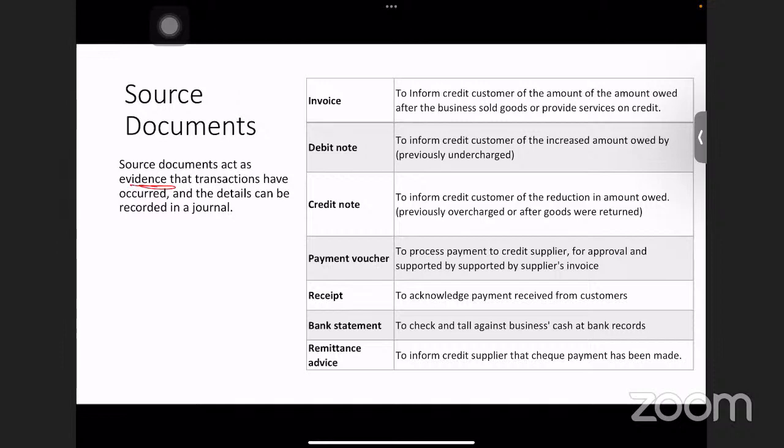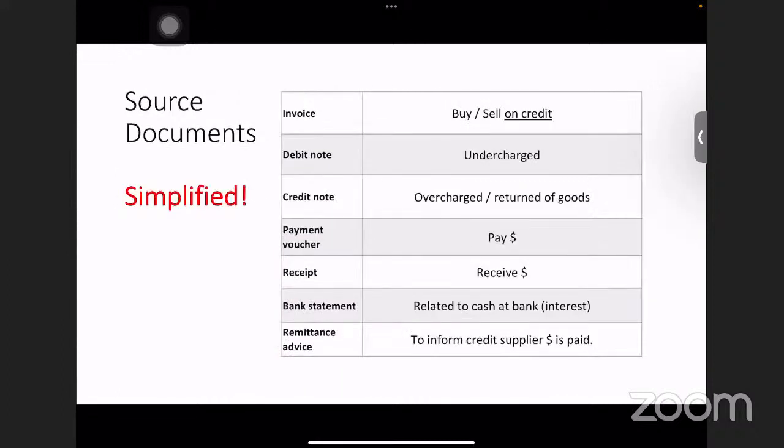So these are the source documents that are in your syllabus that you are required to know. Okay, so all these are the official definition taken from the textbook. So for me, I like to simplify it, because whatever from the textbook is very boring and dry. Okay, so simplified, it will be this. Whenever I buy and sell on credit, it is an invoice. So it must be on credit. Buy, sell on credit, invoice.